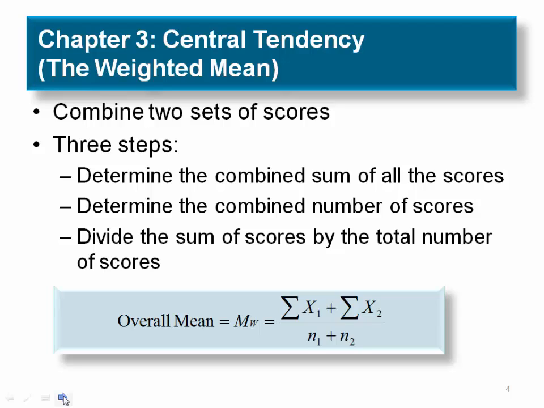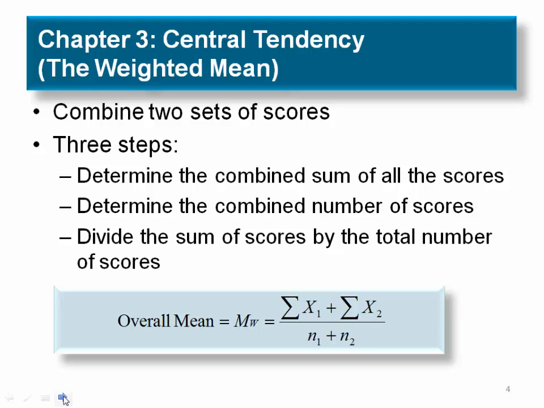To determine the overall sum, we will simply find the sum of the scores for the first sample and the sum of the second sample, and then add the two sums together. Similarly, the total number of scores in the combined group can be found by adding the number in the first sample and the number in the second sample.